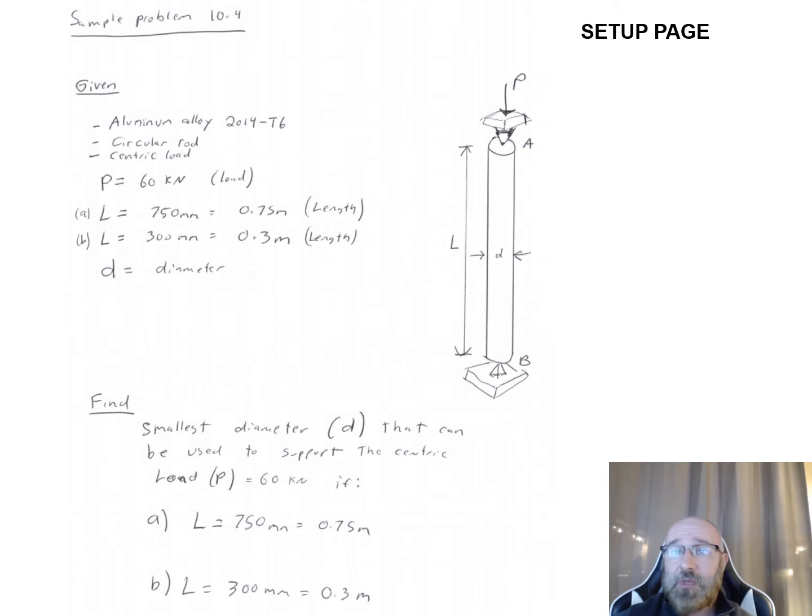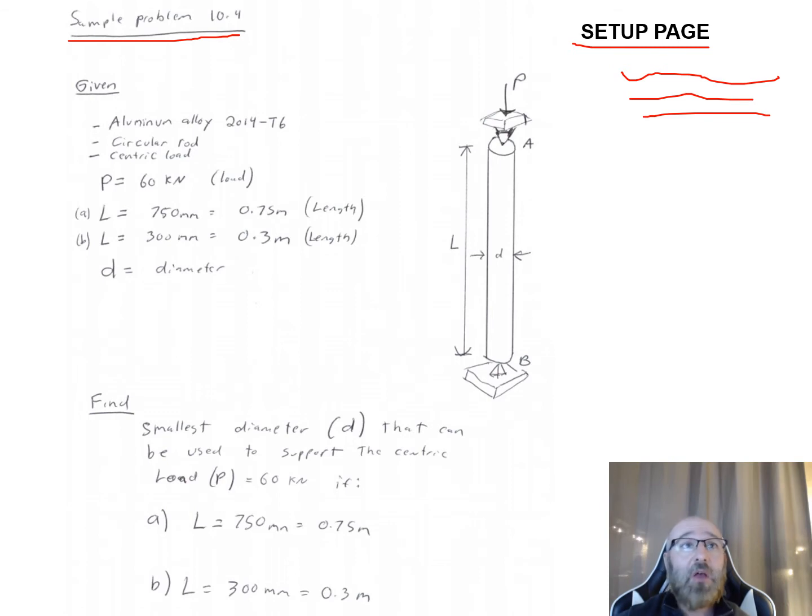Our first step as we begin our solution to this problem is to create our setup page. This is our sample problem, 10.4. I write the name of the problem there. Up in the top right, you'd have your name, when the due date is, and what assignment it is as well. Then we begin with our given information. From our problem statement and our initial given diagram, we know this is an aluminum alloy, 2014 T6. We know it's a circular rod, and we know it's going to be a centric load.